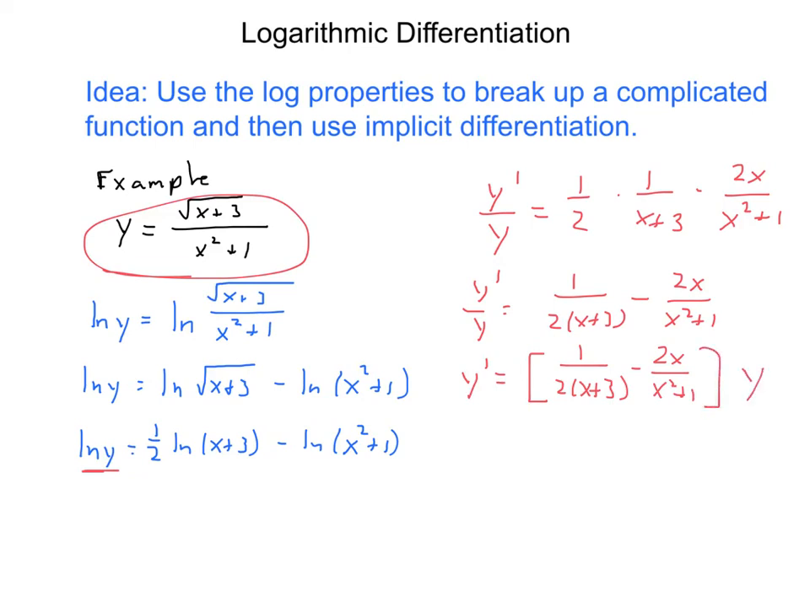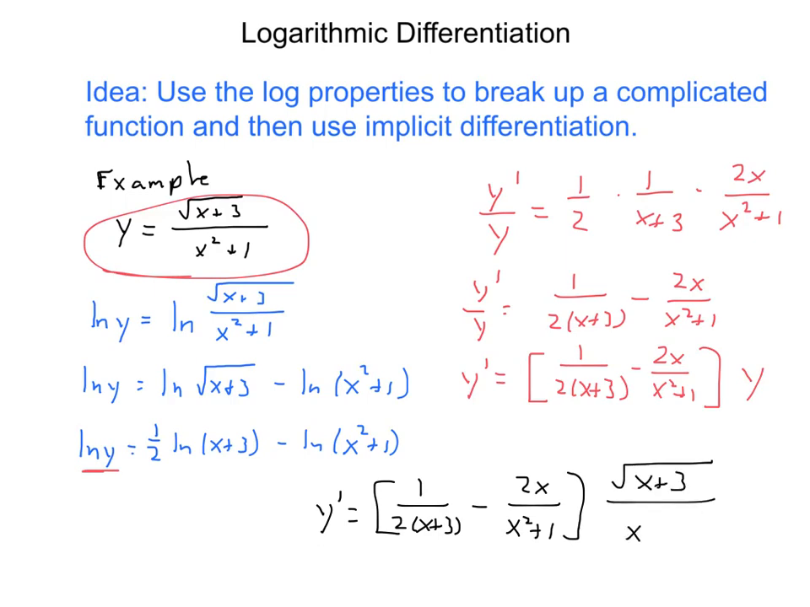Or we can just say that y prime is equal to 1 over 2 times x plus 3 minus 2x over x squared plus 1, that thing times the square root of x plus 3 over x squared plus 1. And that would then be the derivative of that particular function. Now you could go through, multiply this thing out, and you'd see it all work out to be what you would get with that. But that is the process that we have for logarithmic differentiation. And you will be asked to do this process for some of the problems that we're working with.